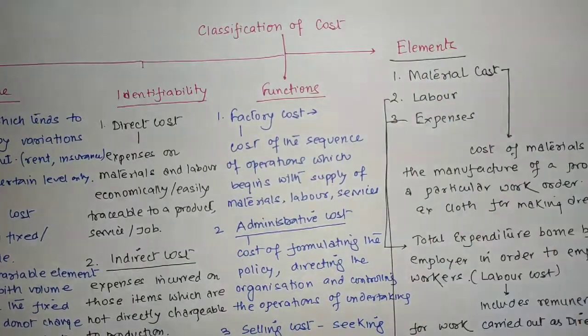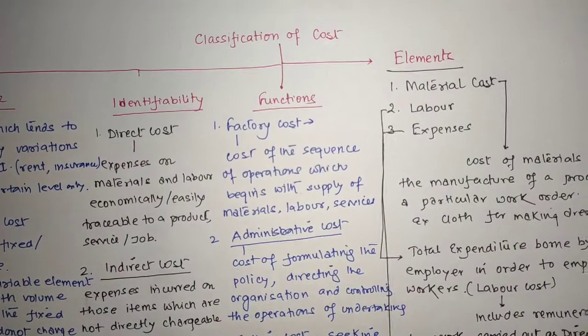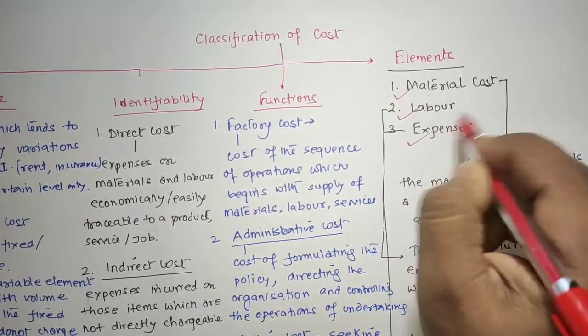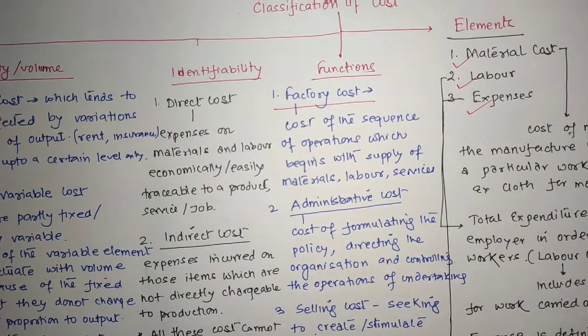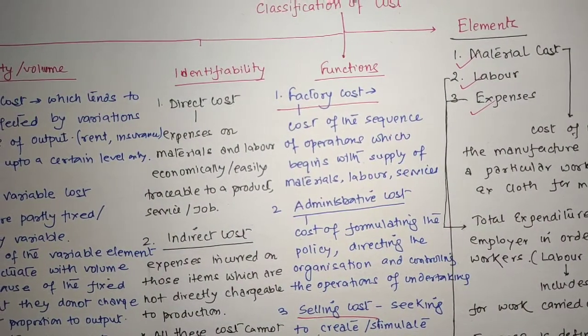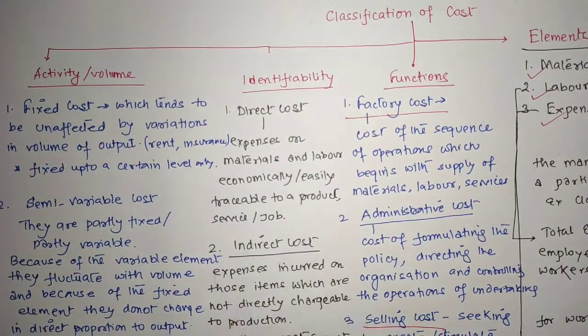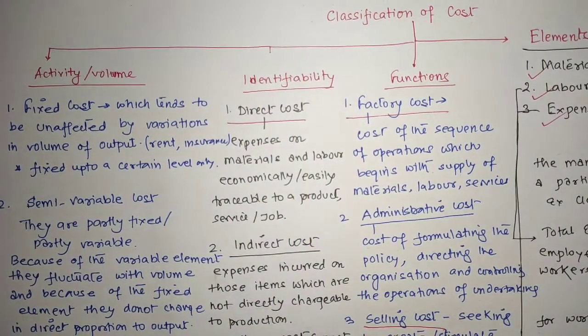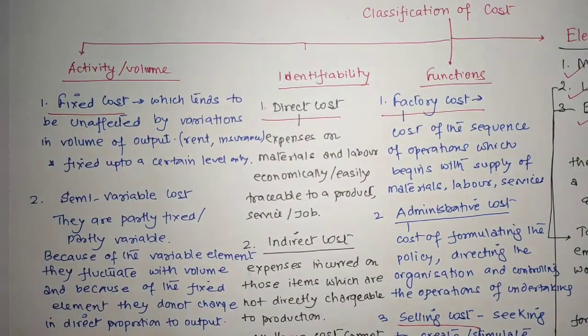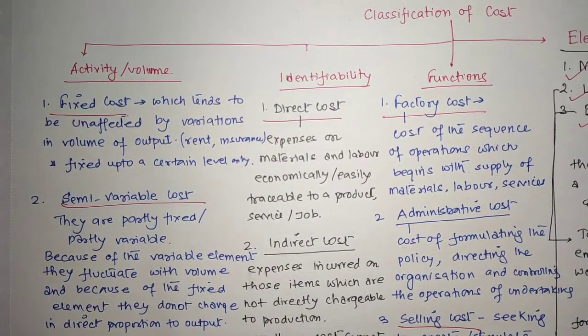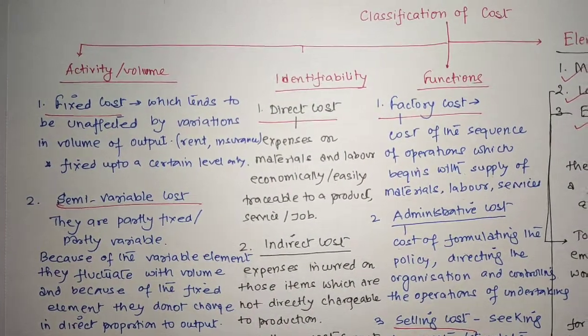So today we discussed classification of cost on the basis of element: material, labor and expenses. Then on the basis of function we have factory cost, administrative cost, selling cost and distribution cost. Then on the basis of identifiability, direct cost and indirect cost, and finally on the basis of activity volume, fixed cost, semi-variable cost and variable cost.